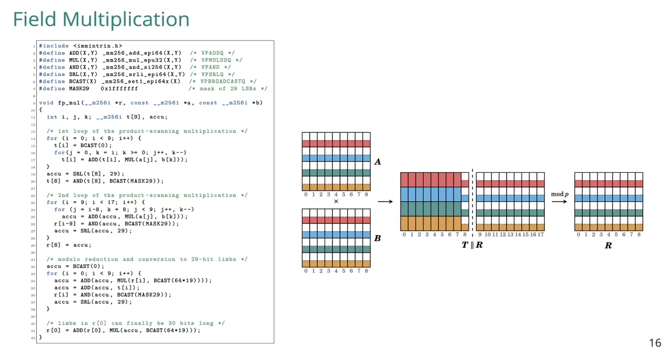This is the winner of the candidates. It performs product scanning multiplication and the modular reduction separately. It takes advantage of a local array T to keep intermediate products generated in the first loop. There's no dependency chain in the first loop, but there is a dependency chain in the second loop regarding updates of the accumulator. This figure shows that there are two steps: one is multiplication, and then the modular reduction and the conversion. And this figure shows that the four instances are independent of each other.